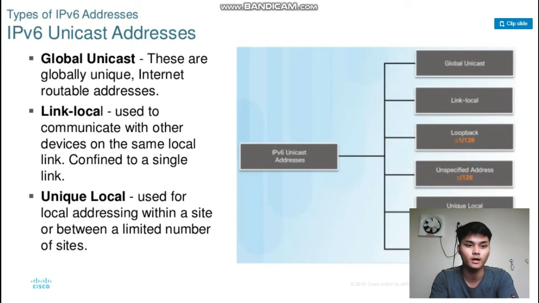We have global unicast, link local, and unique local. Global unicast addresses are globally unique, internet routable addresses. Link local addresses are used to communicate with other devices on the same local link, confined to a single link. Unique local addresses are used for local addressing within the site.